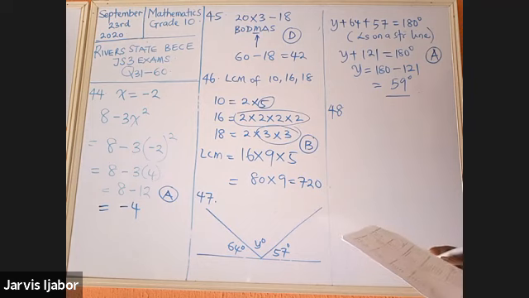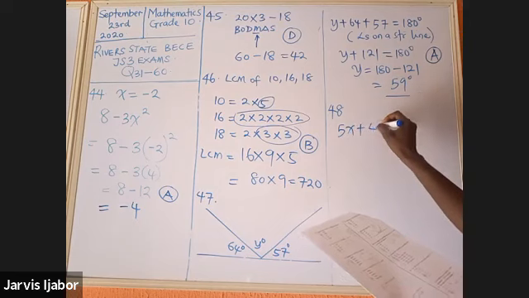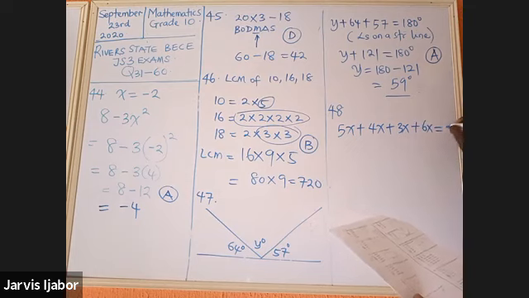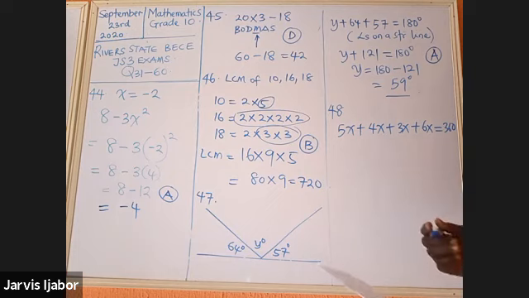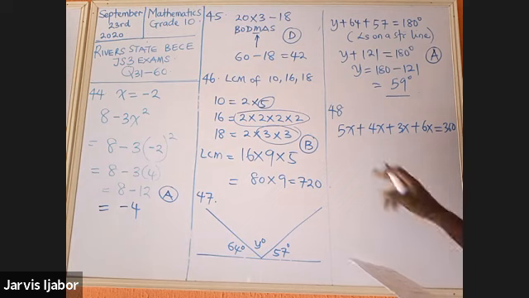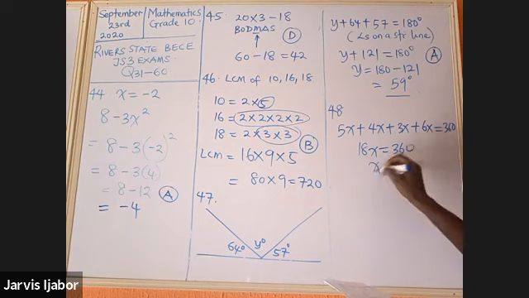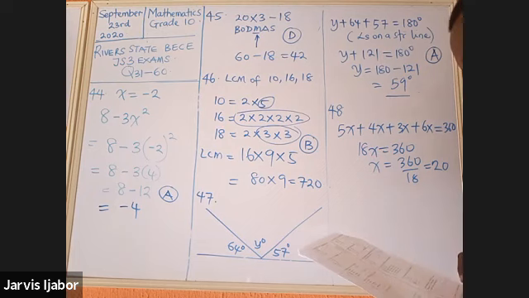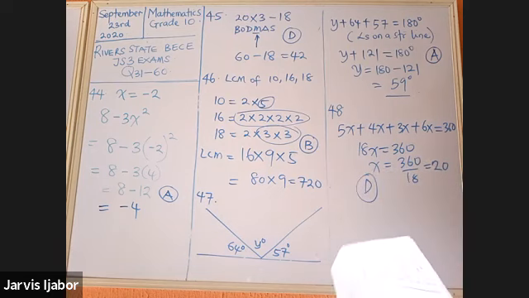So let's go to question 48. You are told that the angles of a quadrilateral are 5x plus 4x plus 3x plus 6x, and this will be equal to 360. The sum of the angles of a quadrilateral is what? 360 degrees. So you add these up. This will give me 9 plus 12 plus 6, 18x equal to 360, and x will be equal to what? 360 divided by 18, and that is 20. So that option will be D.